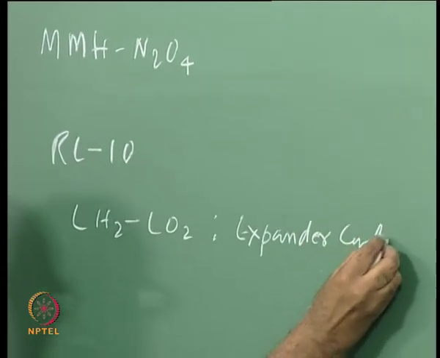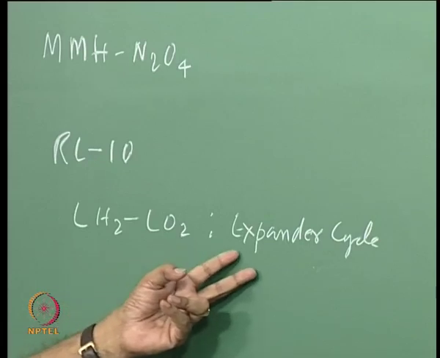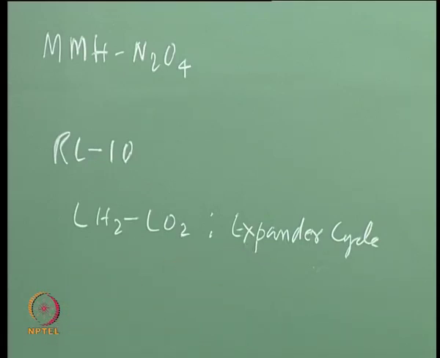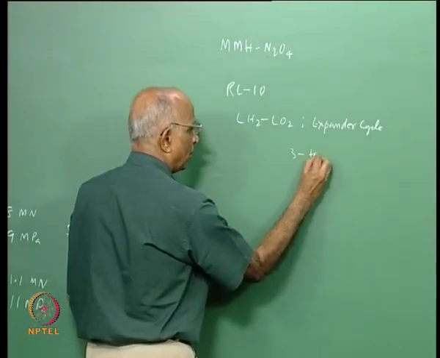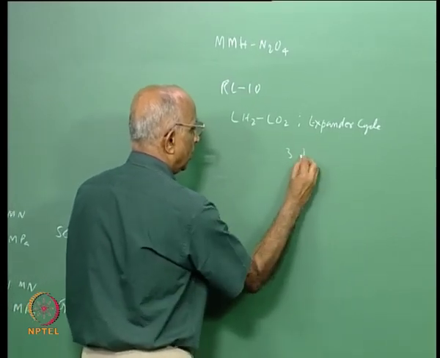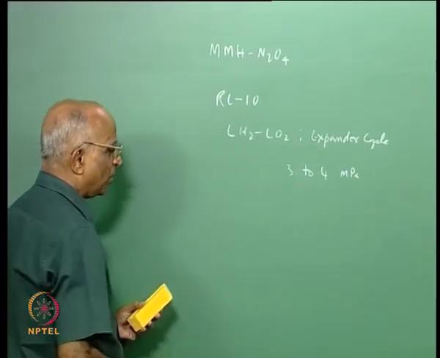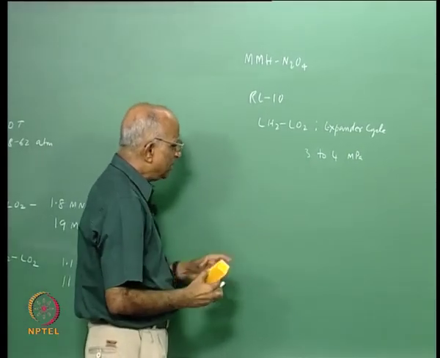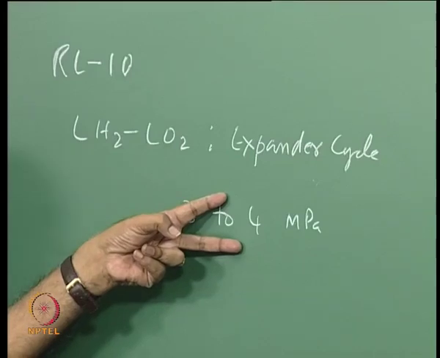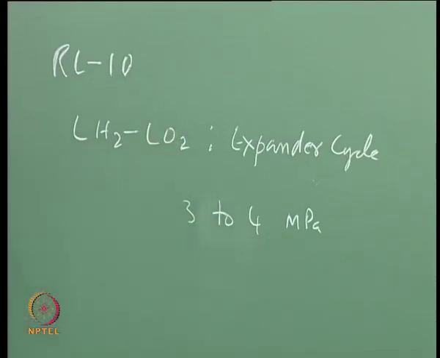One in which the hydrogen gets evaporated while cooling the chamber, and that vapor of hydrogen is used in running a turbine. This is very powerful. The chamber pressure is low, of the order of 3 to 4 MPa, that is 30 to 40 atmosphere, and this has been extensively used in many missions for the upper stages.